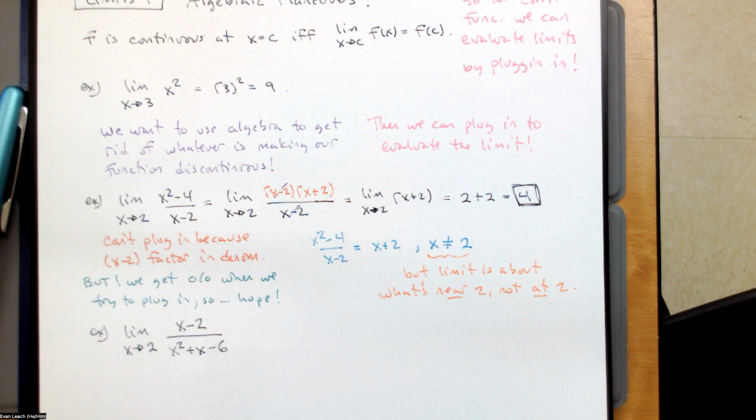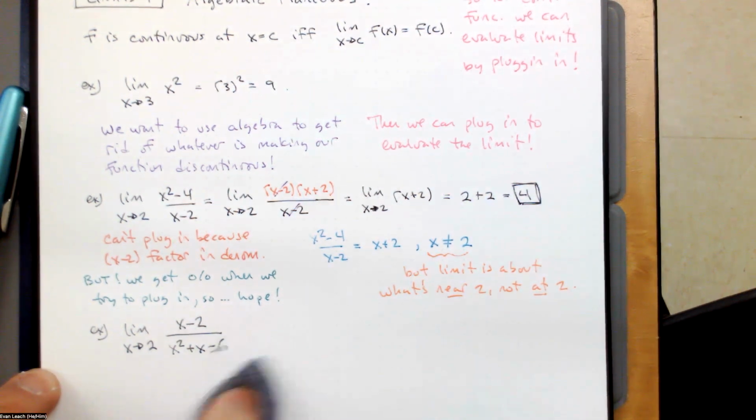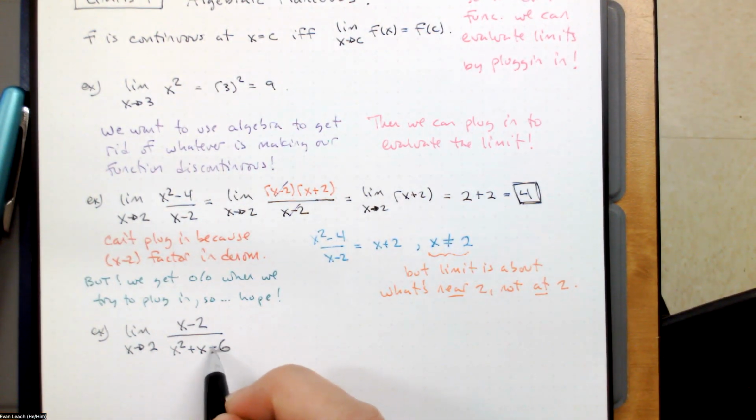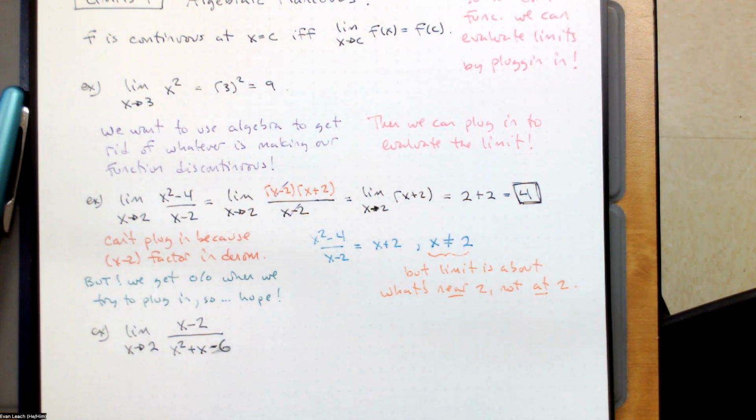When we try to plug in the 2, we get 0 over 2 squared is 4 plus 2 is 6 minus 6 is 0. We get 0 over 0. So this tells us that we're going to be able to cancel out an x minus 2. We're just taking what we know about rational functions. I mean, that's exactly how I built this function in the first place. But that's how we would observe that.